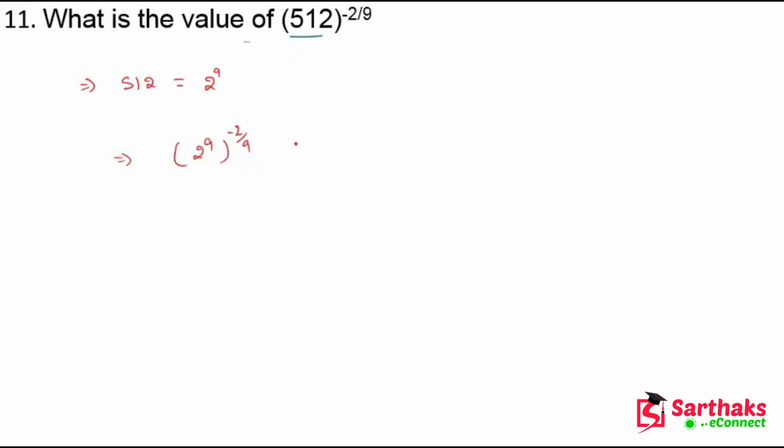Okay, so this will be multiplied, so we get 2 raised to power 9 into minus 2 upon 9, and this 9 and this 9 will be cancelled. So here we get 2 raised to power minus 2, and we can write 1 upon 2 raised to power 2. So this will be 1 upon 4. So this is the answer. I hope you understand these things.